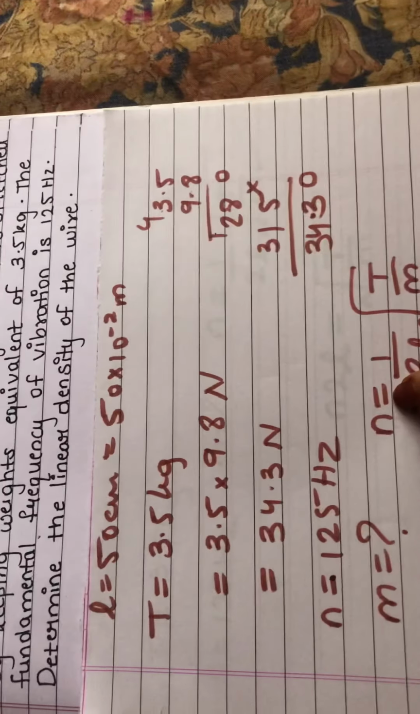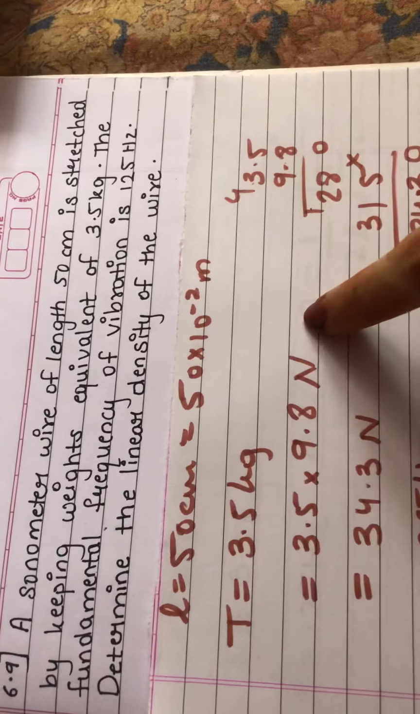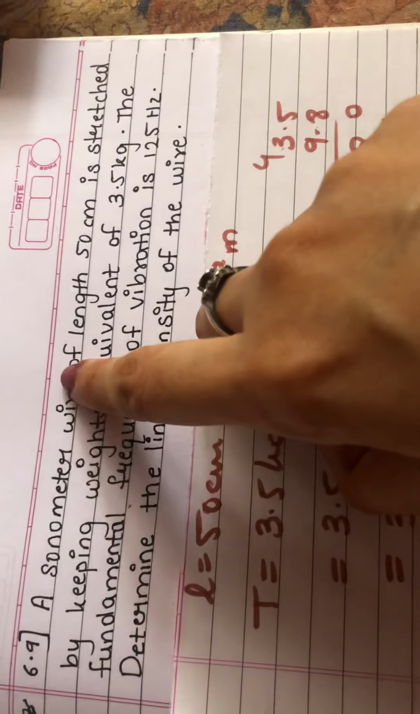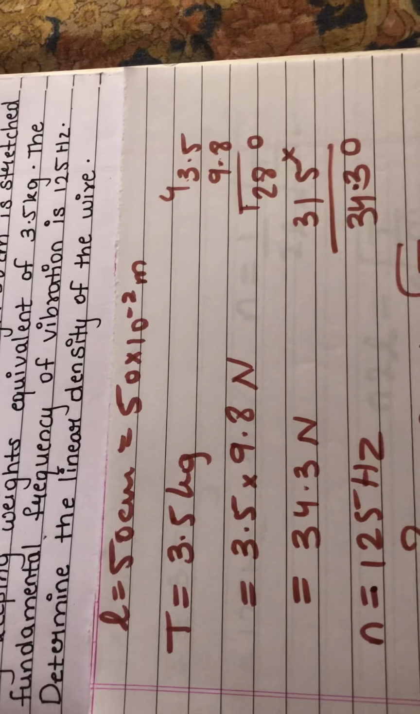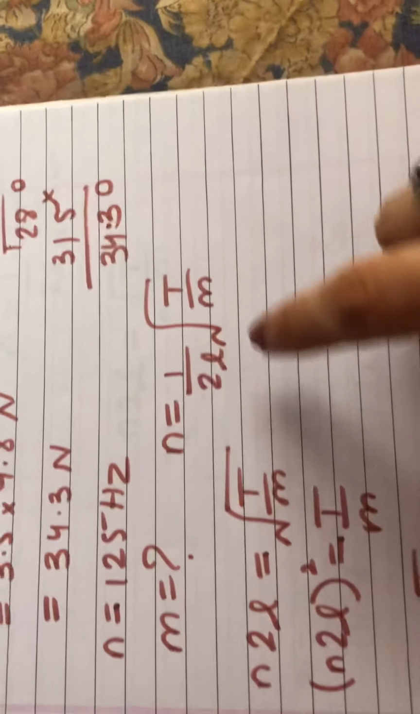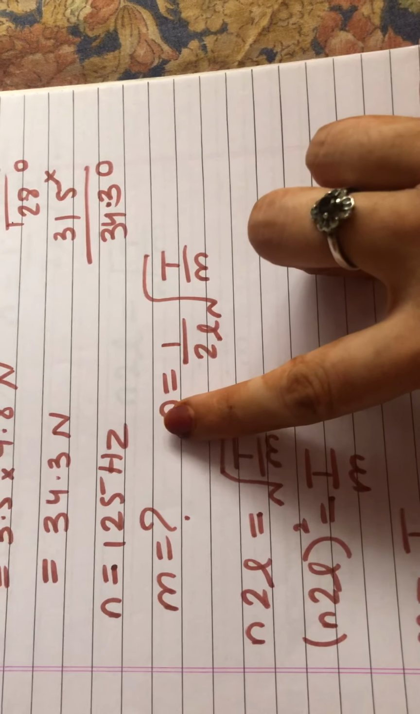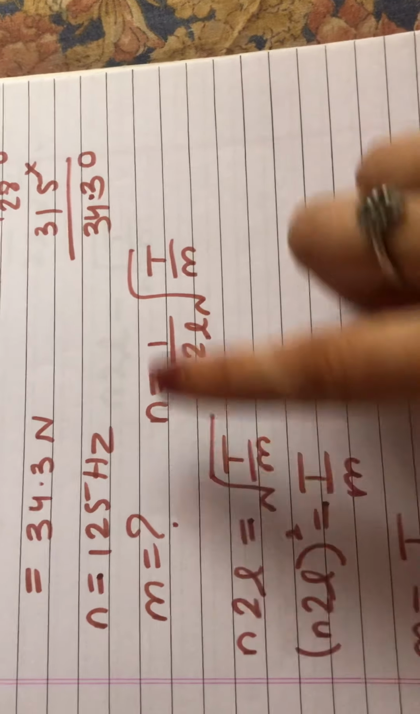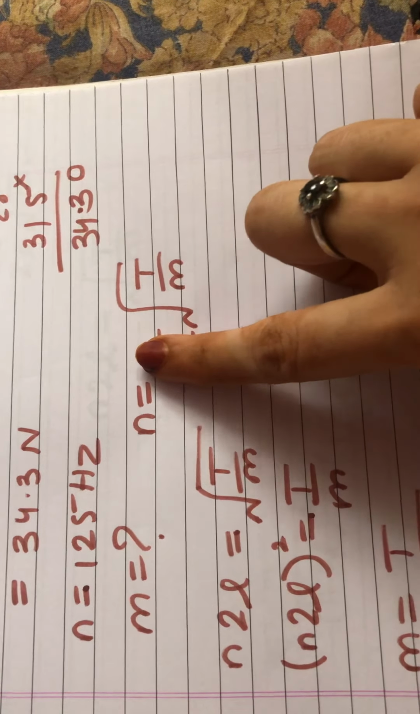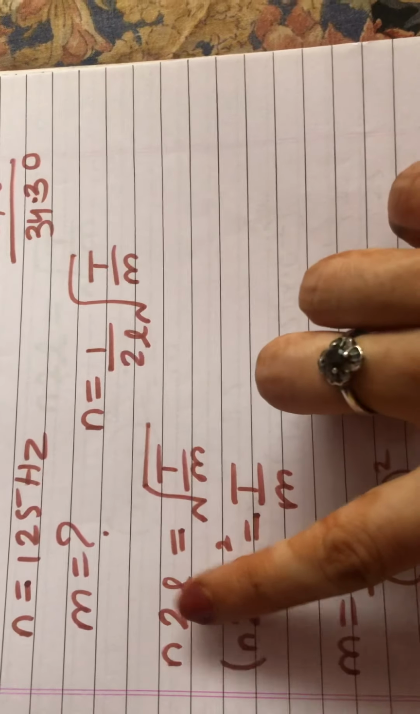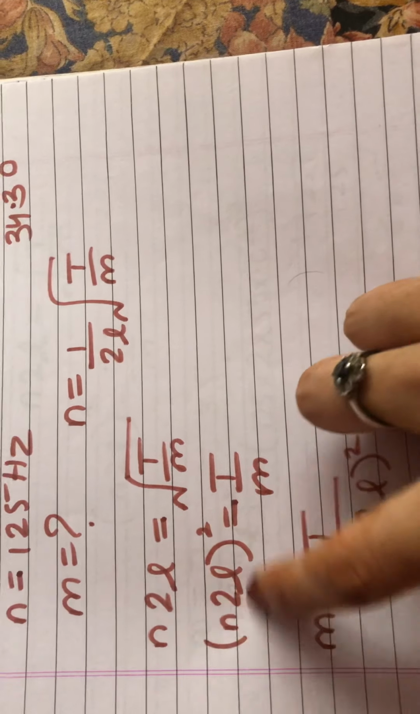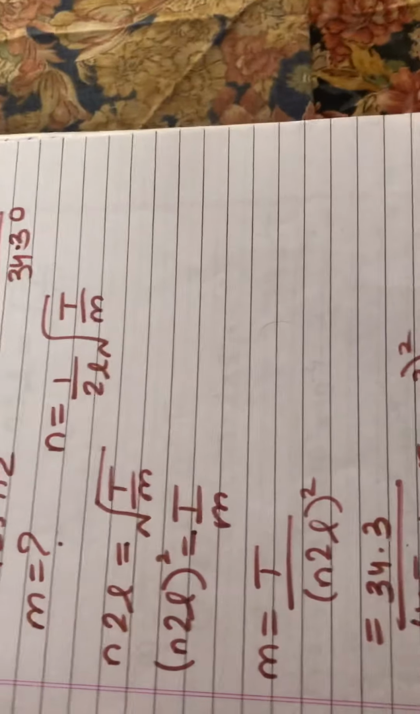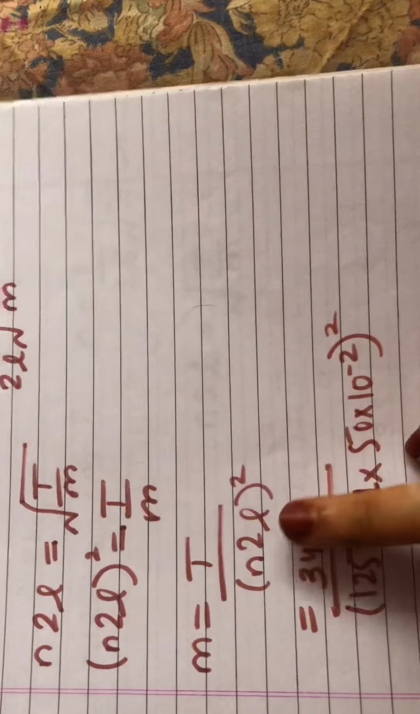Now here we'll take the fundamental frequency of the vibrations produced in a stretched string, because the sonometer wire is also a stretched string. So we'll go for the fundamental frequency of vibration produced in a stretched string, which is 1 upon 2L under root T upon M. We'll take this 2L on the left hand side, that becomes N into 2L, equal to what remains on the right hand side, square root of T upon M. I'll take the square on the left hand side. Then we are asked to find M, so I'll take this M on the left hand side numerator, and this term comes in the denominator.